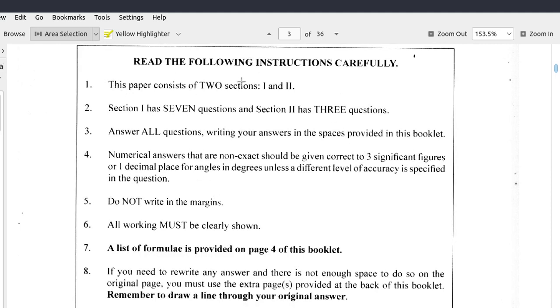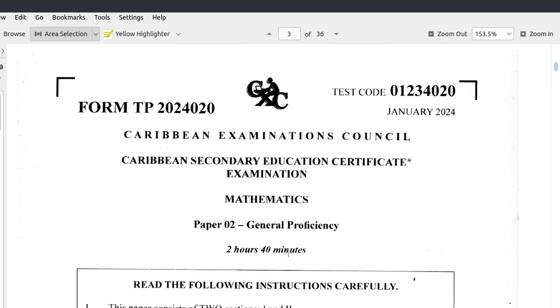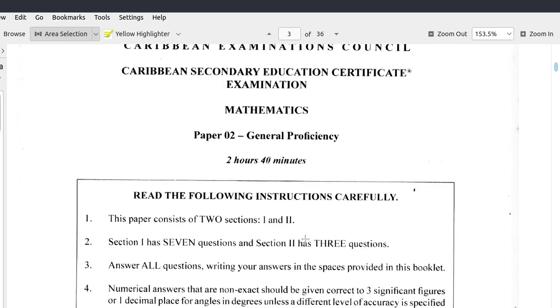Now, you have two sections, section 1 and 2. 7 questions in section 1, 3 in section 2. You must answer all questions. So you have a total of 7 plus 3, 10 questions, all right? Now, the amount of time is 2 hours and 40 minutes. Now, the timing is very important.